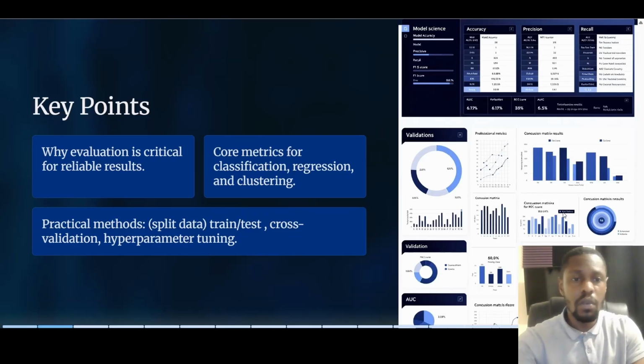So some key points of what we'll cover in today's session. We'll look at why evaluation is crucial for obtaining reliable results. We'll look at some of the core metrics for classification, regression and clustering, and we'll take a look at some practical methods as well.